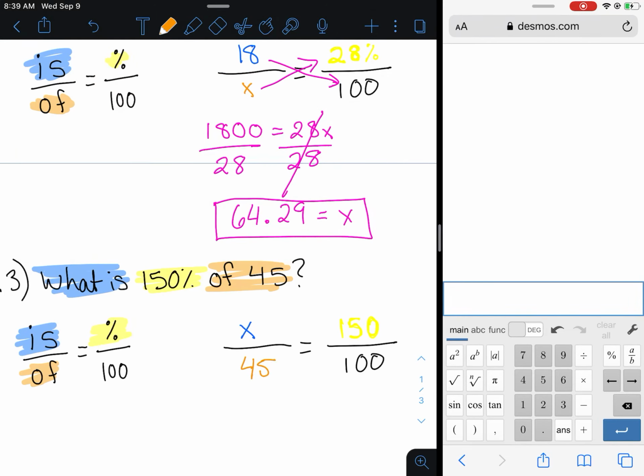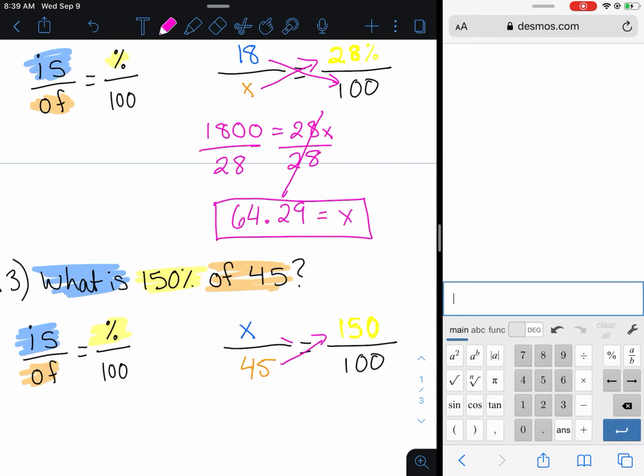Okay, so before I do any math, I notice that I'm working with 150%, which is greater than 100, which means that my x value has to be greater than my denominator by 1.5 times. So 45 doubled is 90, so I know it's going to be between about 60 and 90. Obviously not 90 because that'd be double, and I'm only doing 1.5. But I do need to make sure in my answer that my x is bigger than 45, and that is because 150 is bigger than 100.